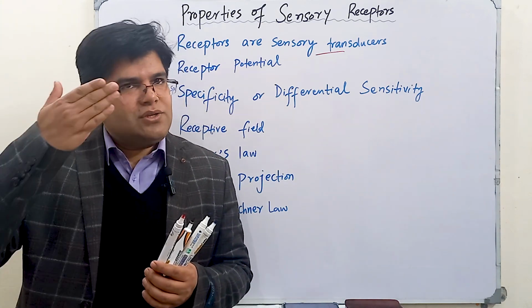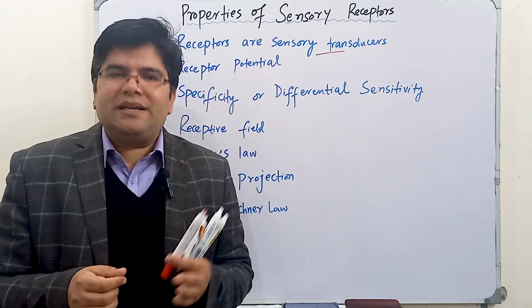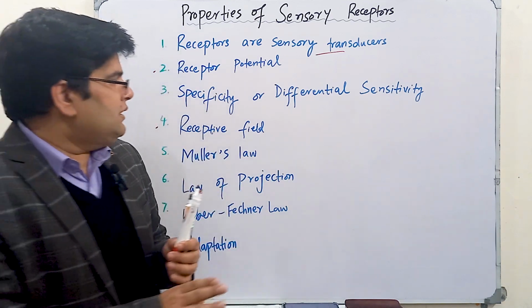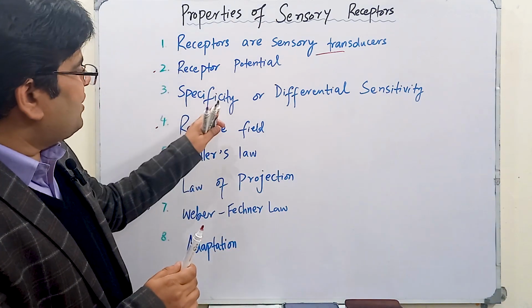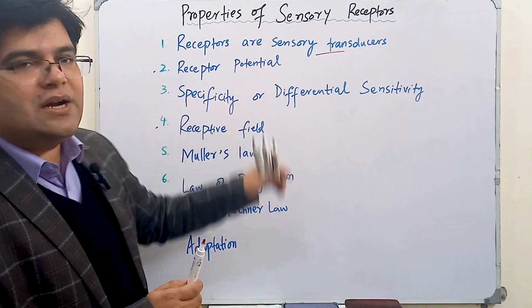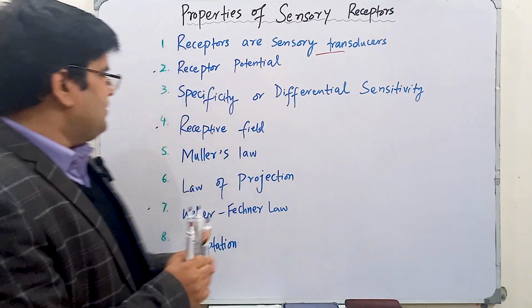Touch is not an adequate stimulus for our rods and cones, and light is not an adequate stimulus for our touch receptors. So this property of receptors is called specificity or differential sensitivity.